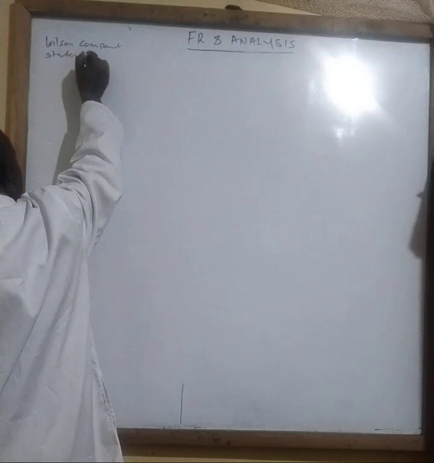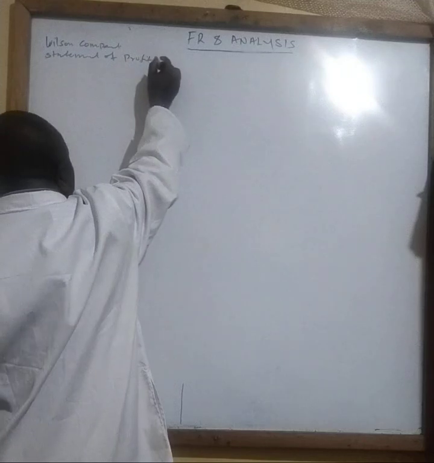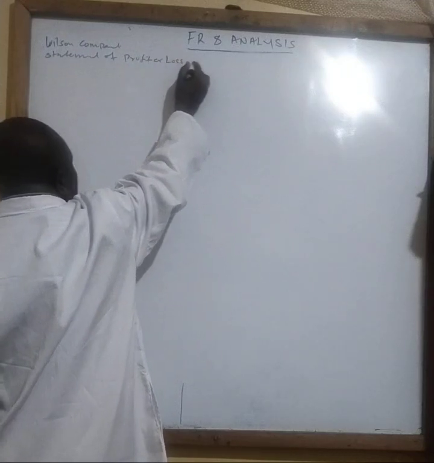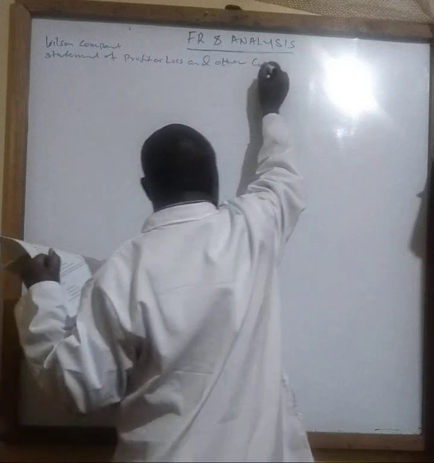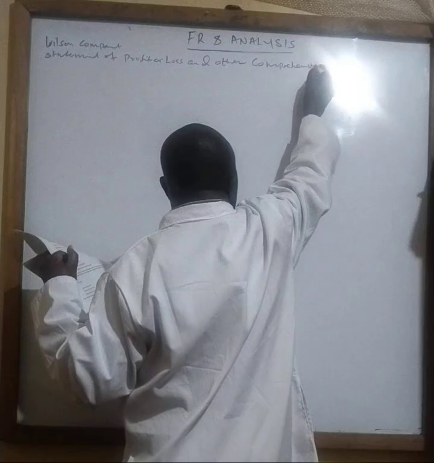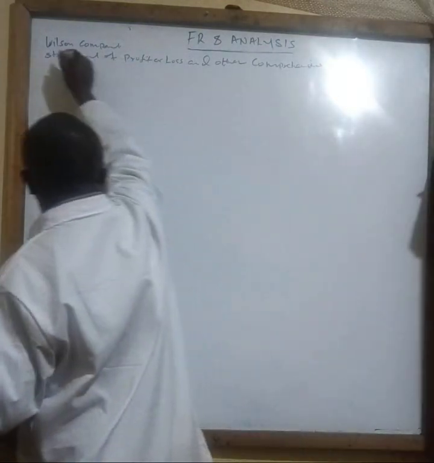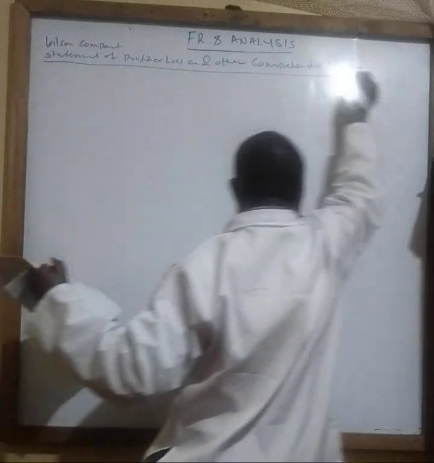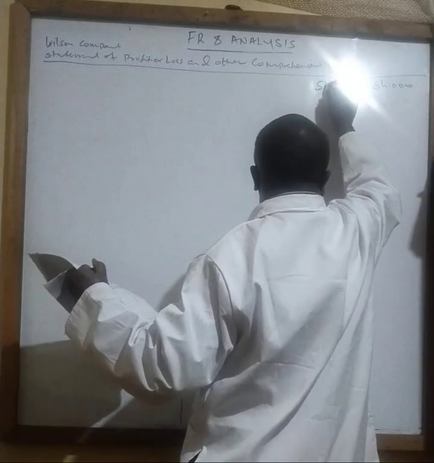Wilson Company. Statement of profit or loss and other comprehensive income. So this one we are dealing with thousands.